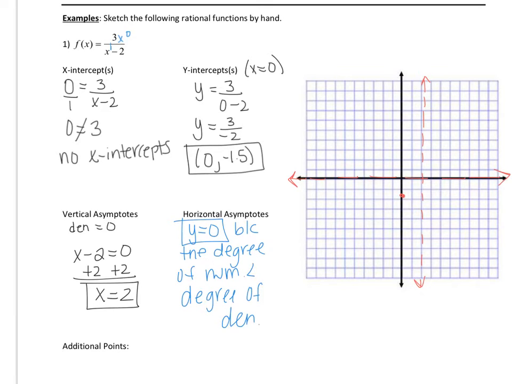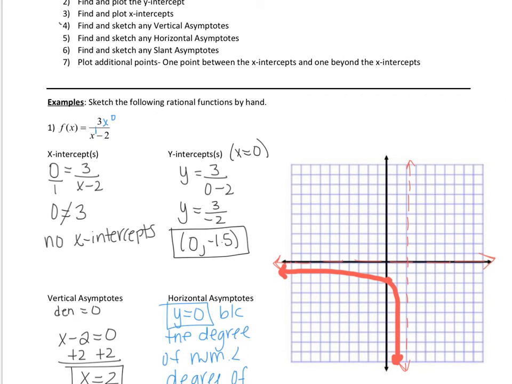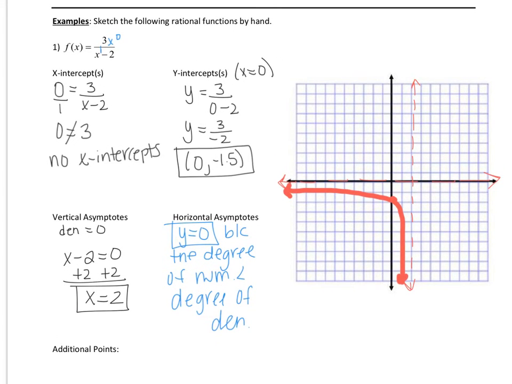Now the last and final thing is we need to find some additional points. We really only have this one point right here that'll help us. Now it's kind of clear that this graph is going to look something like this following the asymptotes. But where does it look in this area over here? So what we're really going to have to do, I know it says up here, plot additional points, one in between the x-intercepts and one beyond, but there are no x-intercepts. So we really just want to see, well, where is this graph going in these parts?